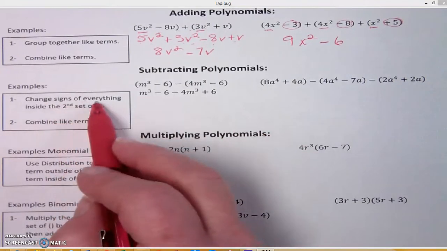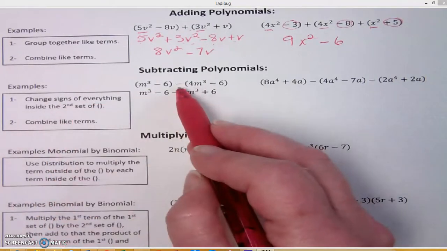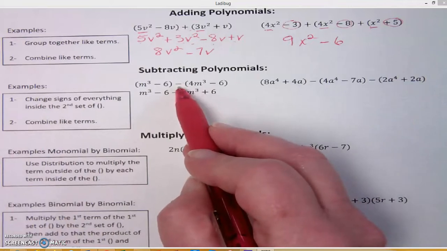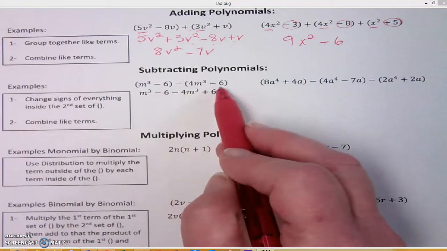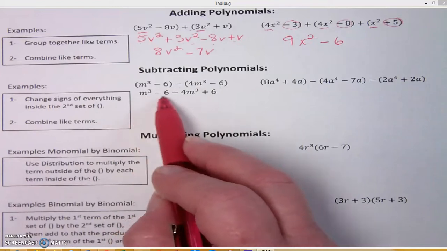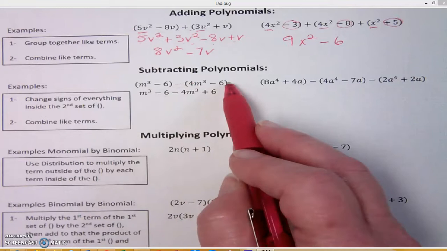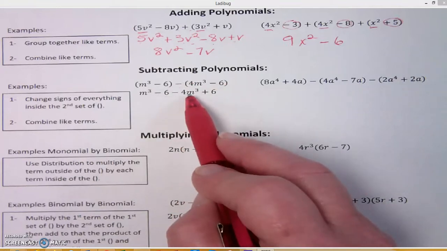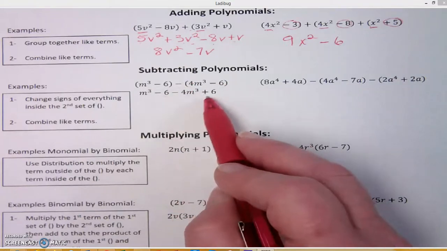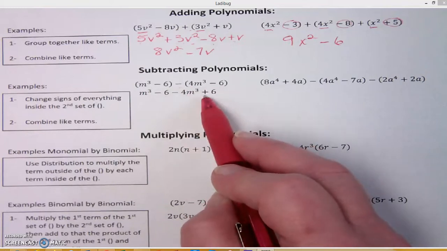So when you subtract polynomials, it's the same as just regular math. You're going to change the signs of everything inside the second set. The second set I have a negative in front of it, so I'm going to change the signs on everything here, and I've done this. I just rewrote this with the parentheses, and it's kind of like multiplying negative 1 times each thing. So I'm going to have negative 4m cubed, and this makes this a positive. Negative times a negative gives me a positive 6.